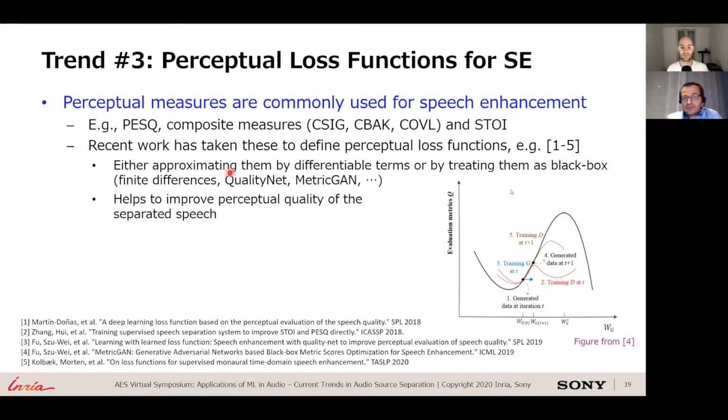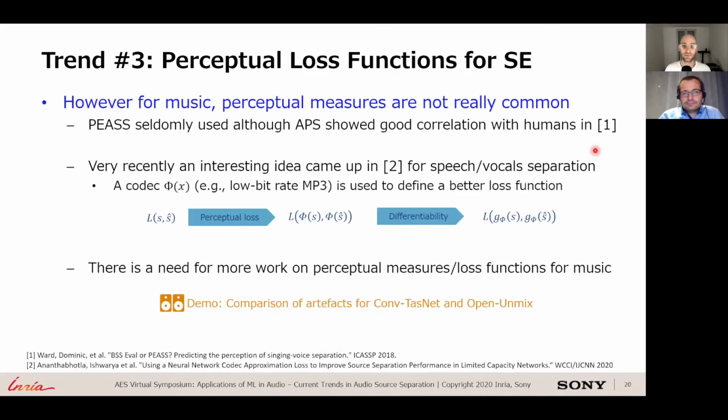either by approximating them, and by this obtaining differentiable terms that we can directly use for training, or by treating them as kind of a black box and then using, for example, finite differences, the QualityNet approach or the MetricGAN approach. And this really helps to improve the perceptual quality of the separated speech, and there's a lot of work really going in this direction.